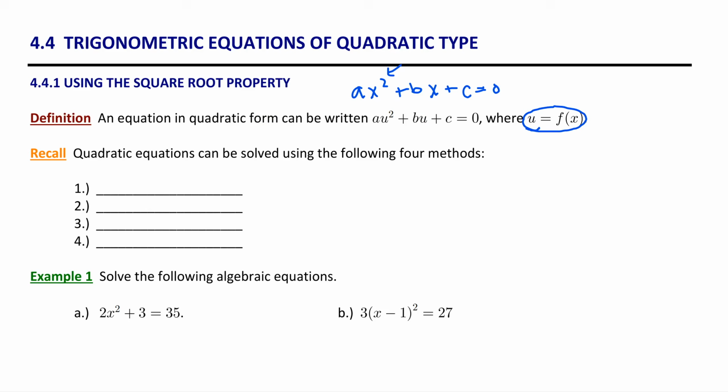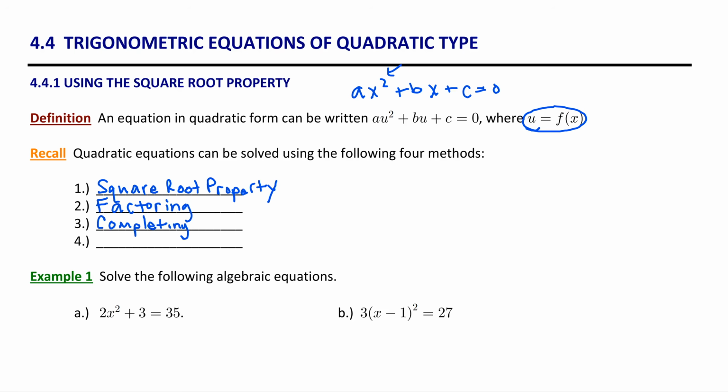Recall from college algebra that quadratic equations can be solved using 4 different methods. The first one, what we're focusing on in this video, is the square root property. In addition, we can solve quadratic equations by factoring. That's a very fast and efficient method. Number 3, we can solve quadratic equations by completing the square.